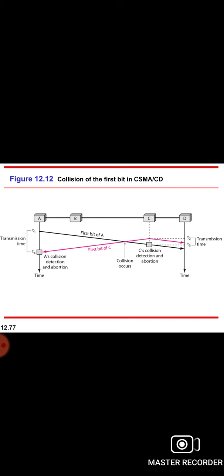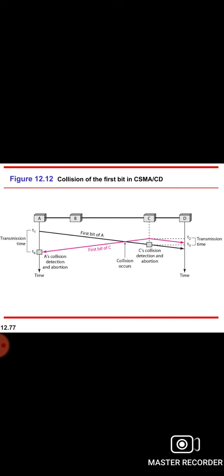To better understand CSMA/CD, now let us look at the first bits transmitted by the two stations involved in a collision. Although each station continues to send bits in the frame until it detects the collision, now we are going to see what happens as the first bits collide. Stations A and C are involved in this collision, as you can see in the diagram. At time t1, station A has executed its persistence procedure and starts sending the bits of its frame.